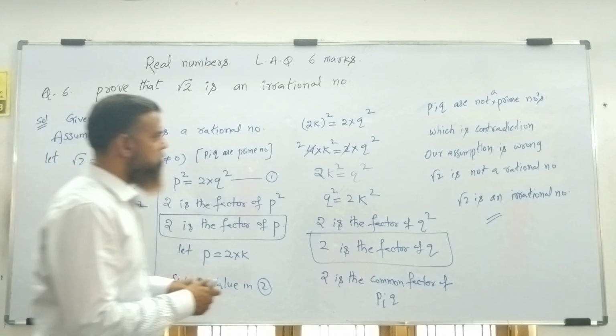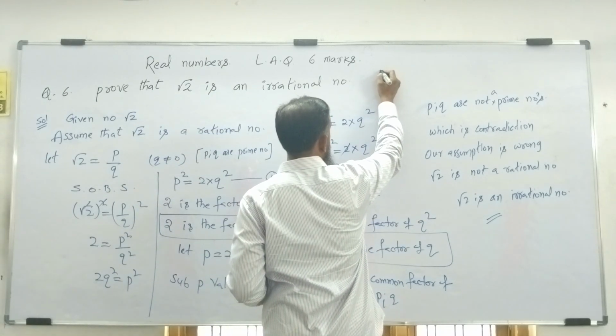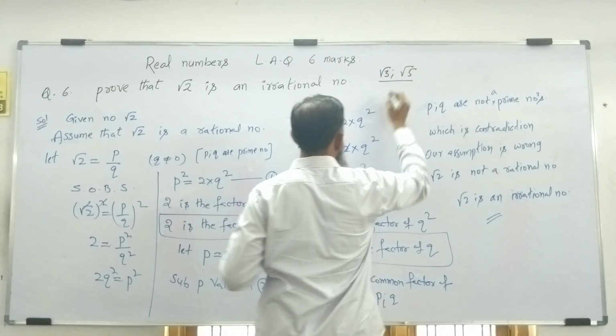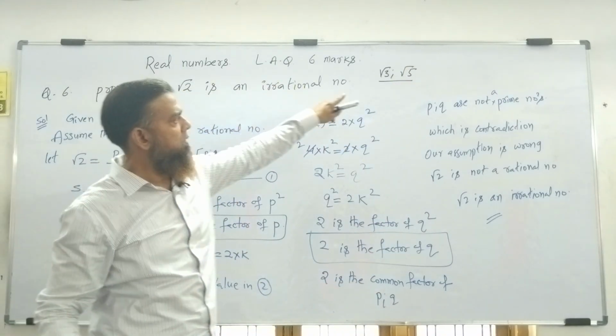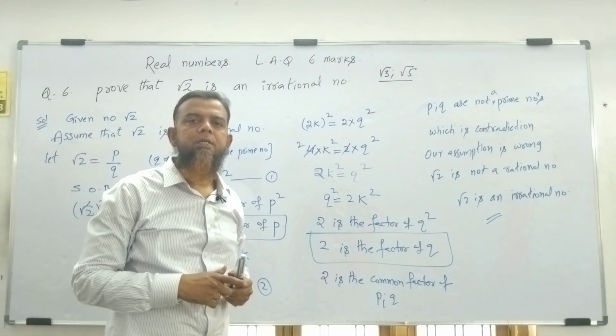2 more problems are there. I am writing on the board. One is root 3, one is root 5. Root 2, root 3, root 5. These 3 are important for the common examination.